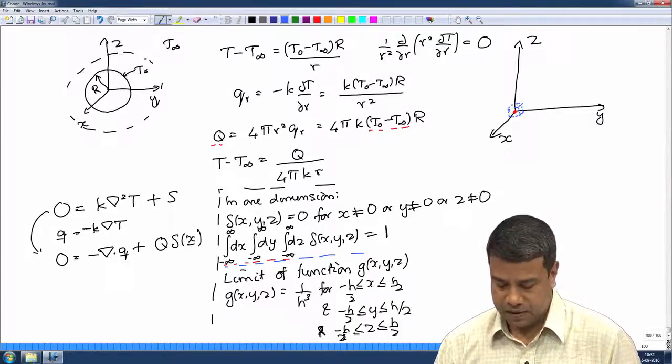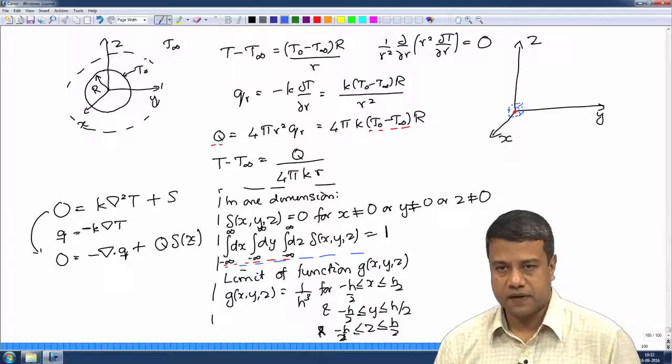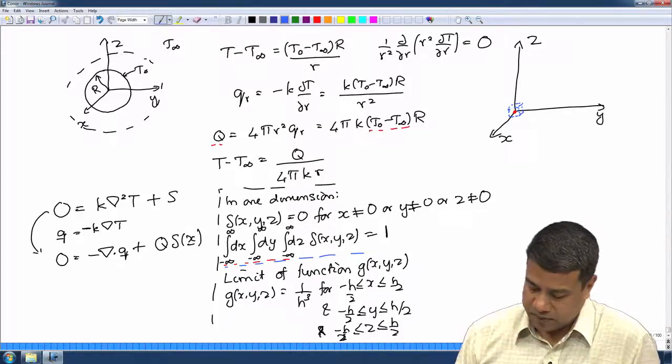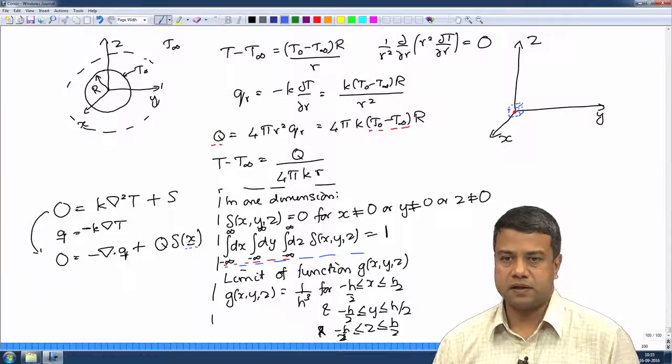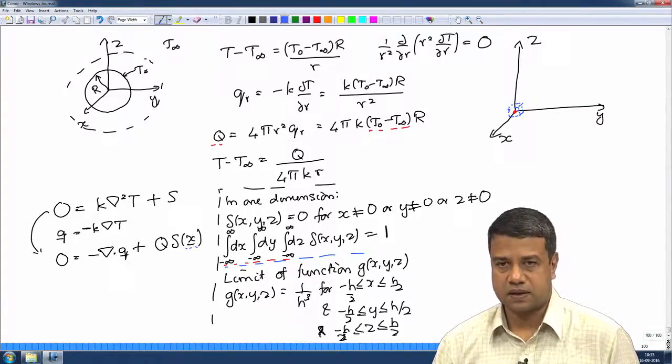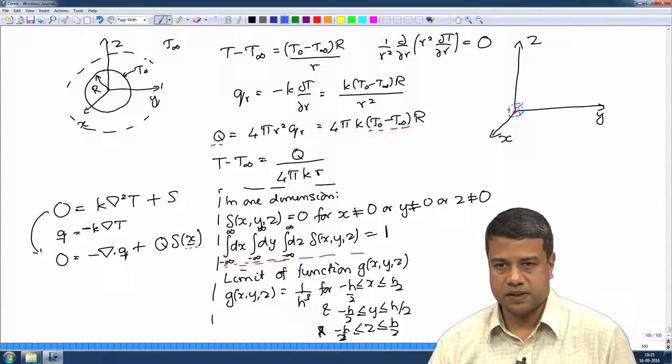So, that is the idealization of the delta function in 3 dimensions. And rather than writing it as delta of x, y and z, I would much rather just write it as delta of x vector, where x vector is the vector location, x e x plus y e y plus z e z.